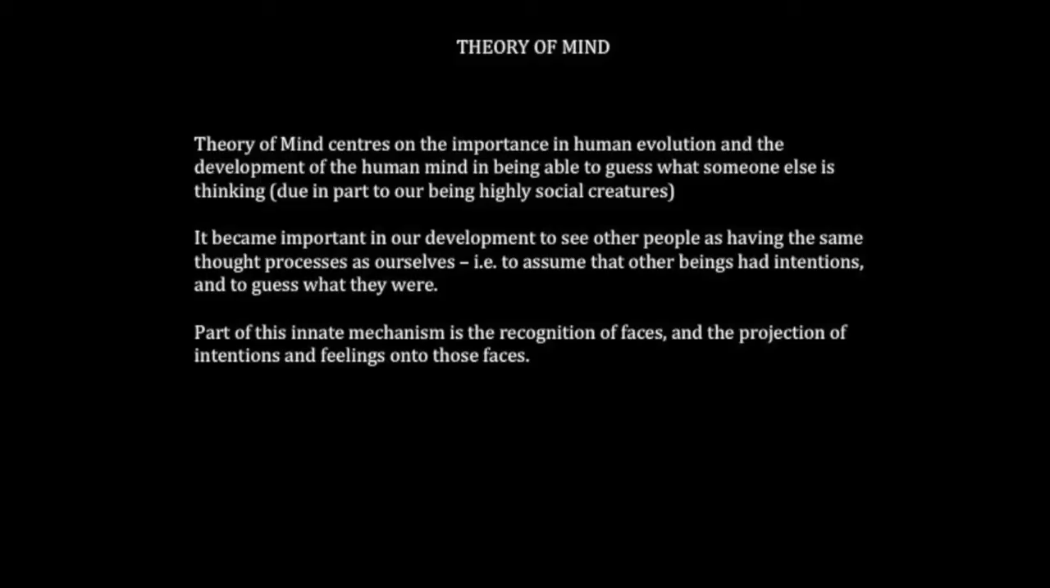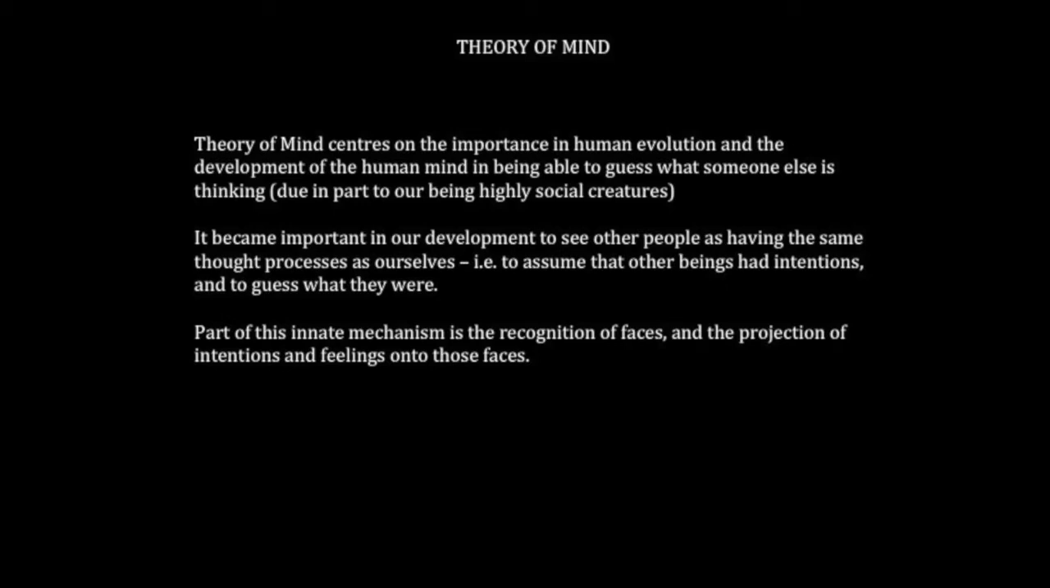I want to look at, firstly, anthropomorphism, that projection of humanity onto the gods, and then I'll look at the ideas of Zeus being in two different places, the gods being in two different places at once, and the range of different epithets. When we think about anthropomorphism, what we're really talking about is theory of mind. Theory of mind is an idea that centres on the importance of human evolution and the development of the human mind as being able to guess what someone else is thinking. It's due to being highly sociable creatures.